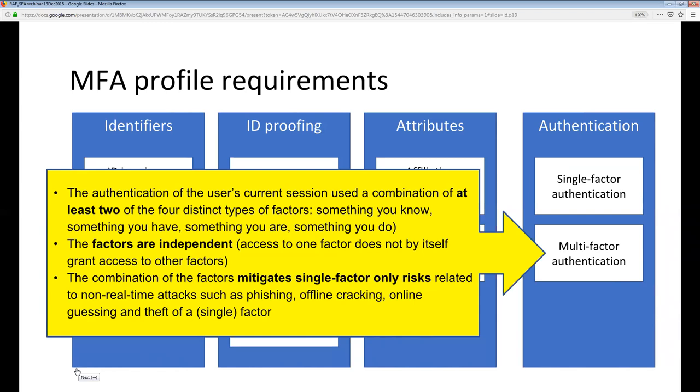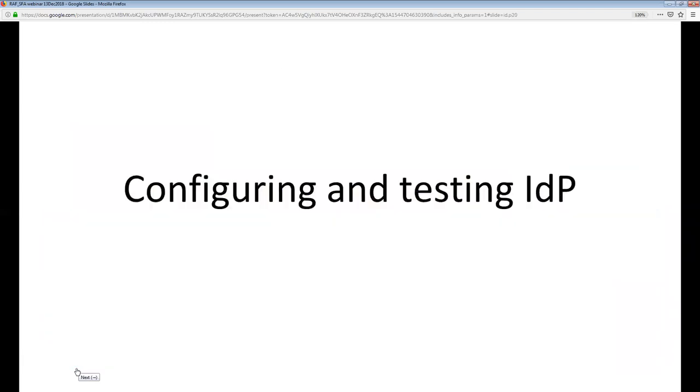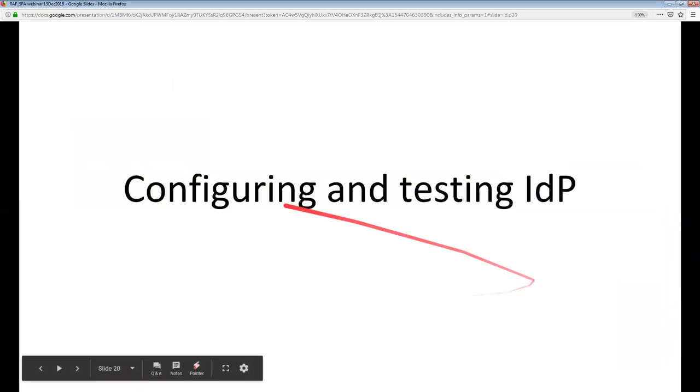The first one states that two different factors have to be used. And it is, for example, not allowed to use two different passwords. The second one states that the factors have to be independent. And the third one, that single-factor-only risks must be mitigated by the combination of these factors. We have also piloted these profiles, so the REFEDS Assurance Framework, the single factor authentication profile, and the MFA profile. And I will now hand over to Mikhail again, who will tell us something about configuring and testing the IDPs.